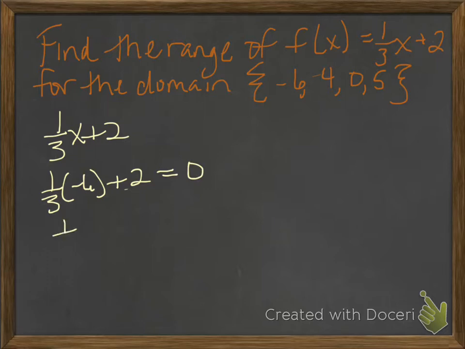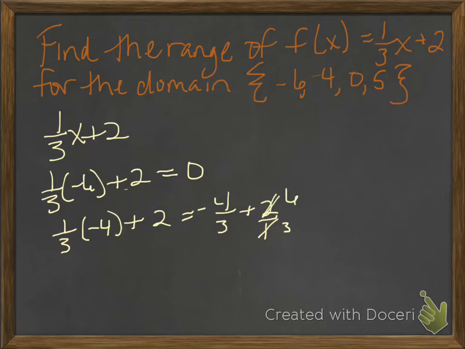Okay. Now 1/3, I'm going to replace it with -4. Okay. Now 1/3 times -4 is -4/3. So I have -4/3, and I have to add 2. Remember, we need a common denominator. So this is 2/1. Get a common denominator, so that's going to be a 3, which makes that 6. So I have -4 plus 6, which is 2/3.